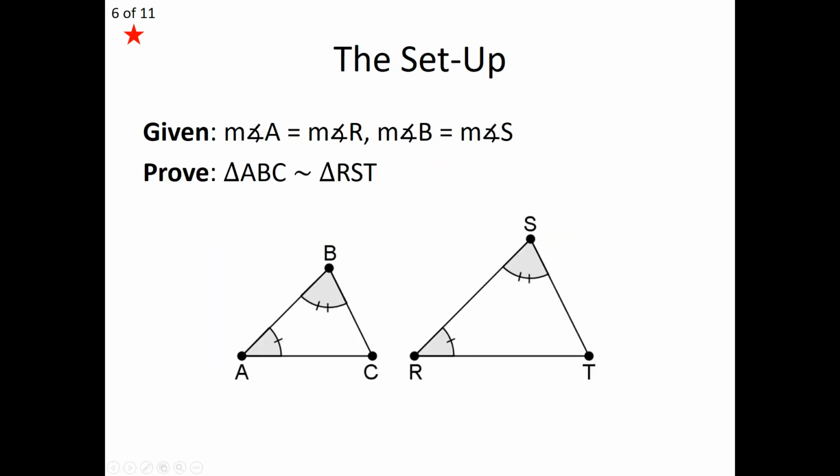Now, here is the setup of our proof. Just like any good conjecture, we need to prove it. So we're given two triangles below, triangle ABC and triangle RST, such that angle A is equal to angle R, and angle B is equal to angle S. We are going to prove that these two triangles are, in fact, similar to each other.